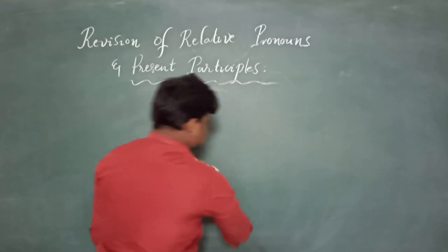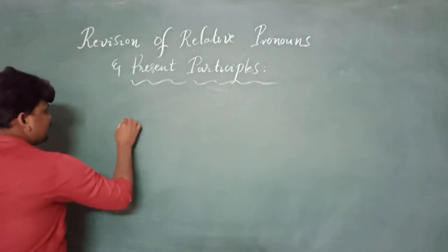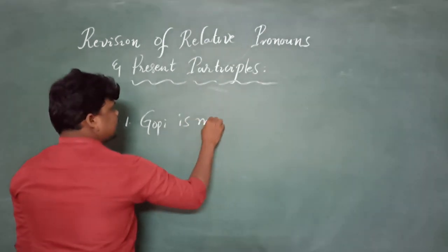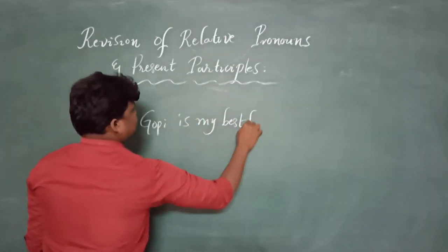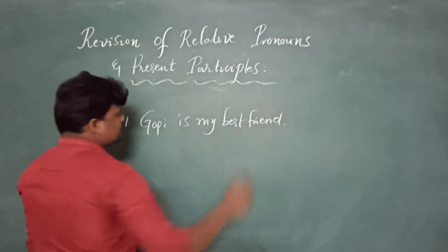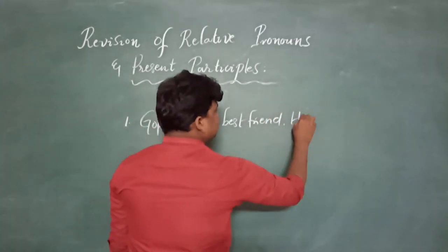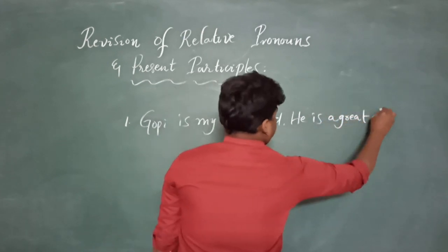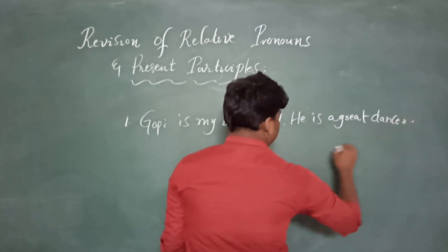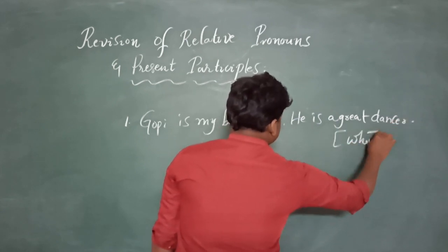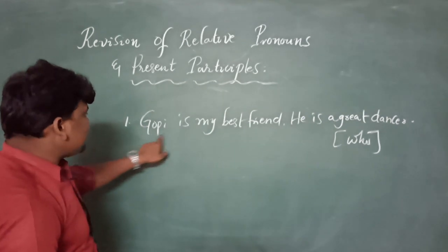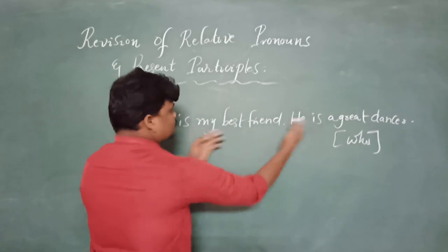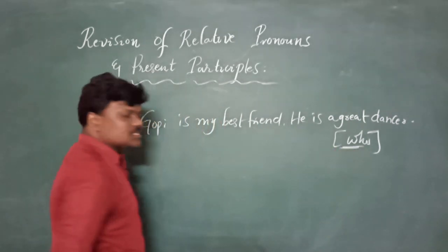Well, one example. For example, Gopi is my best friend, full stop. He is a great dancer. So what was the instruction? Who. Gopi is my best friend. He is a great dancer. We need to combine the two sentences with the relative pronoun who.